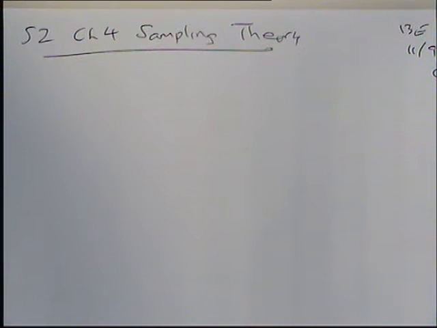Okay, chapter 4 of S2, sampling theory. I think I'm rolling chapter 4 and 5 together, really. We need to have some notation and a good understanding of some words, first of all.